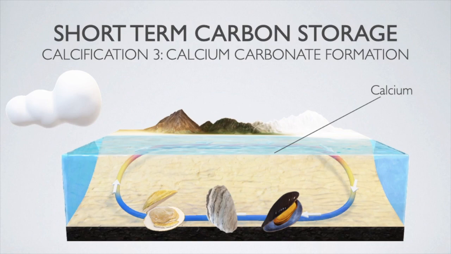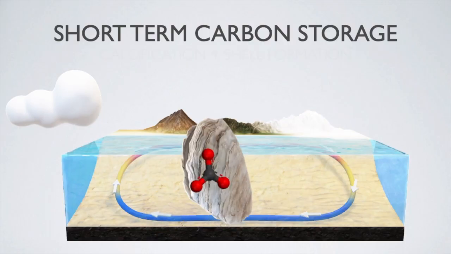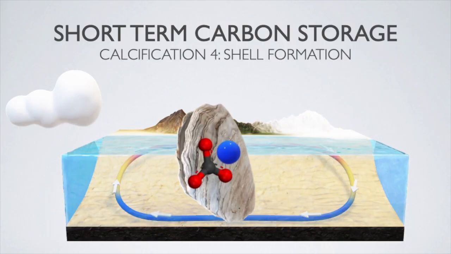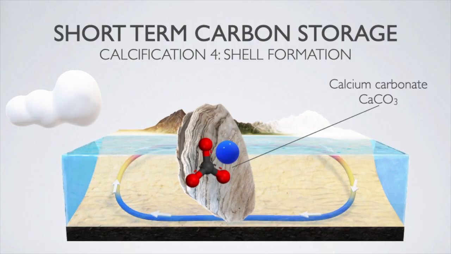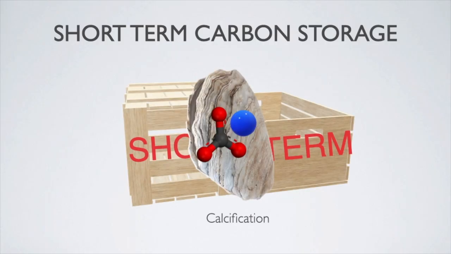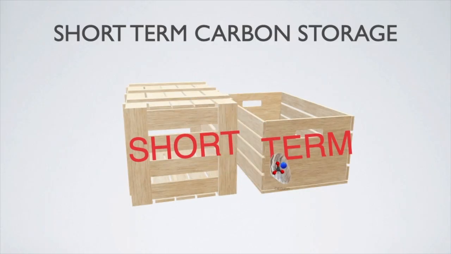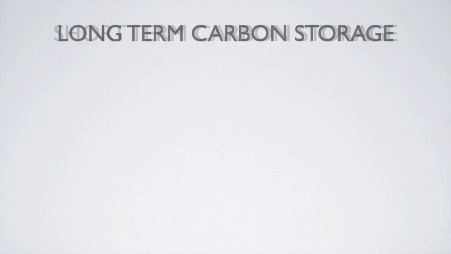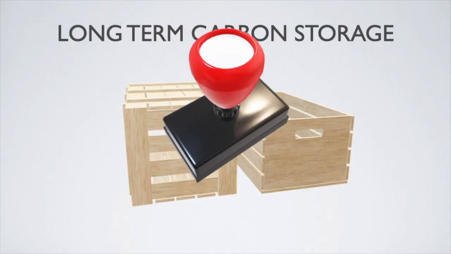Oysters, mussels, and clams filter the carbonate ions and calcium present in the waters to form calcium carbonate, which is then used to build their shells and skeletons. For example, about 12% of an oyster shell is made of carbon. Again, this calcium carbonate formation undertaken by shellfish is a form of short-term carbon storage. Now that we understand how some of our blue carbon systems partake in short-term carbon storage, we can take a look at long-term carbon storage.